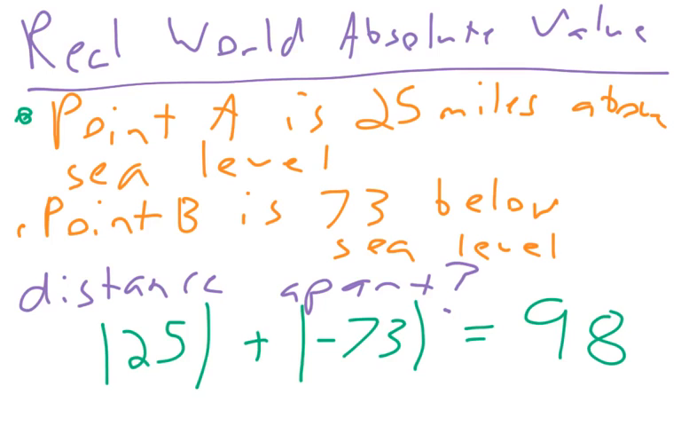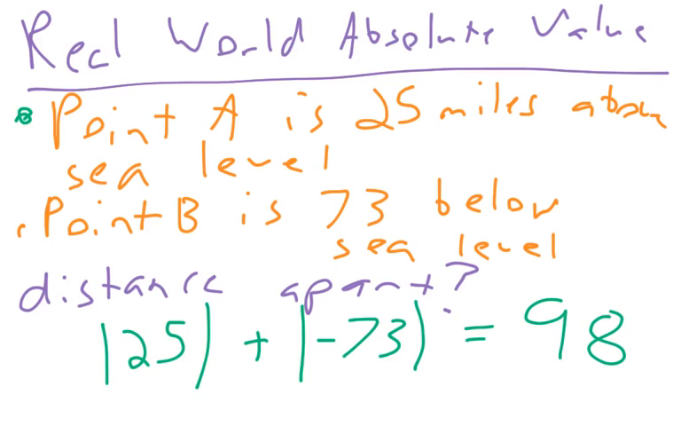So they might say something like point A is 25 miles above sea level. Point B is 73 miles below sea level. Sorry, I forgot the word miles there. And they want to know how far apart is point A and point B. Now, I am a visual person. I like to draw pictures of this, but you also need to know the math way to do this as well.